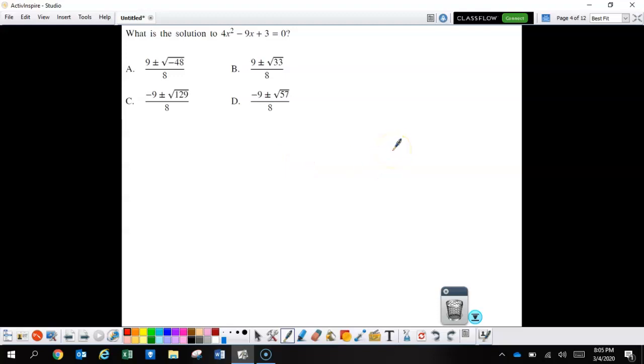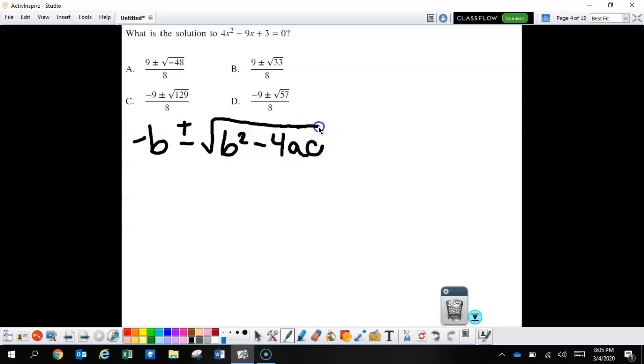Okay, so what is the solution to 4x squared minus 9x plus 3? So the good thing here is that it's already set equal to 0, so I don't have to do much. And they're using the quadratic formula, which is, again, negative b plus or minus the square root of b squared minus 4ac all over 2a.